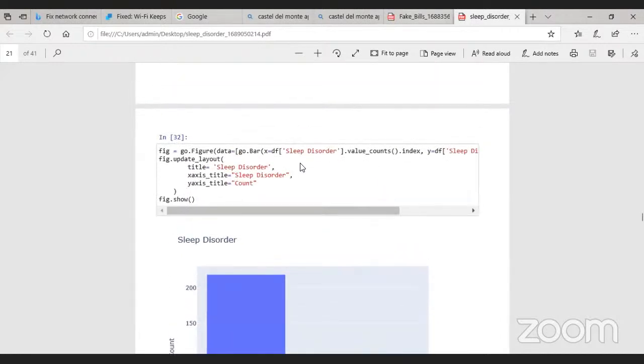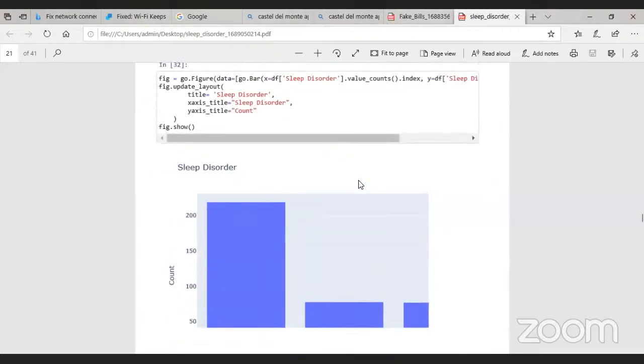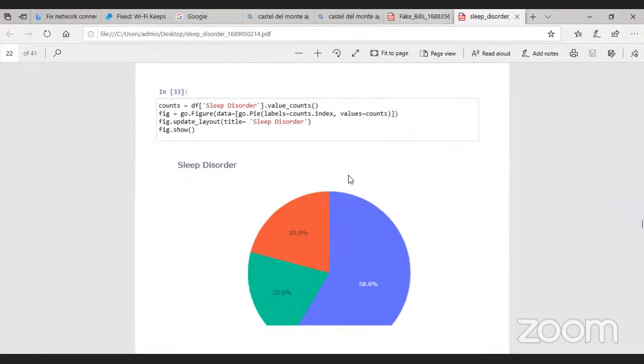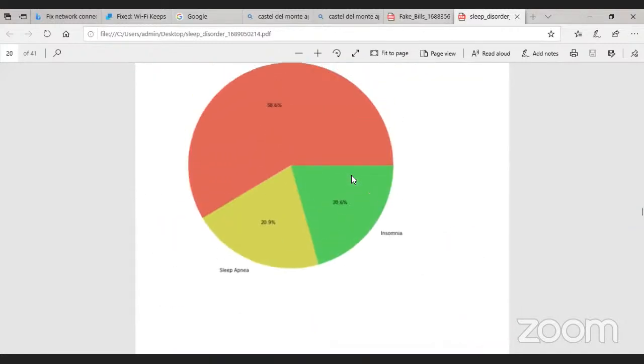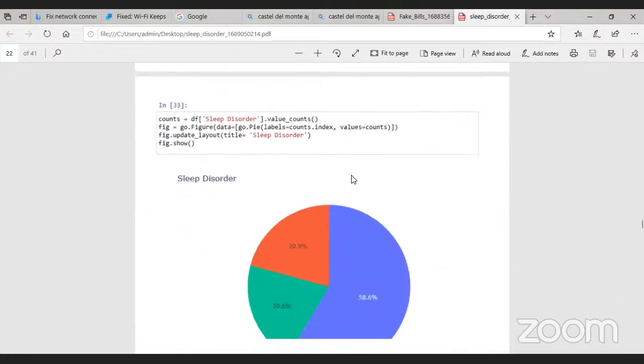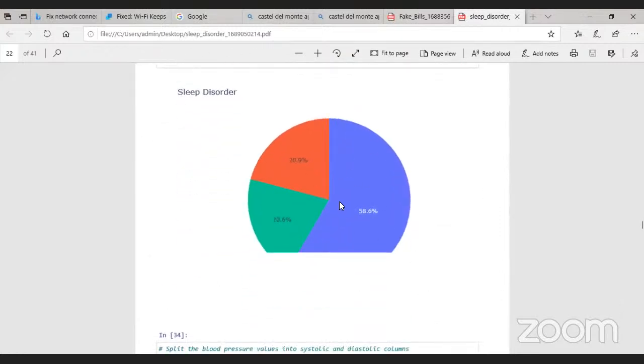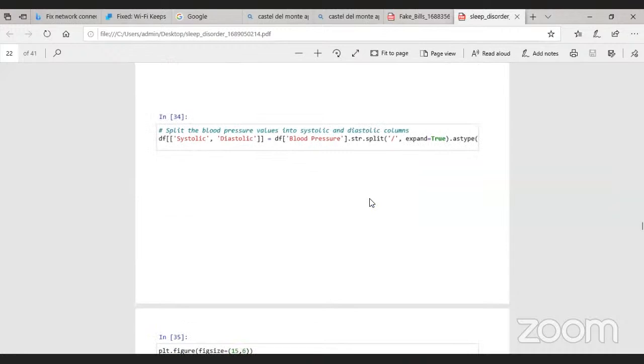Now coming to the next column, sleep disorder. In sleep disorder, we're trying to see what categories are available, right? Sleep disorder is a target column, guys, which we are trying to look at. We try to see what the unique values are, and accordingly we try to plot it. We take the sleep disorder.